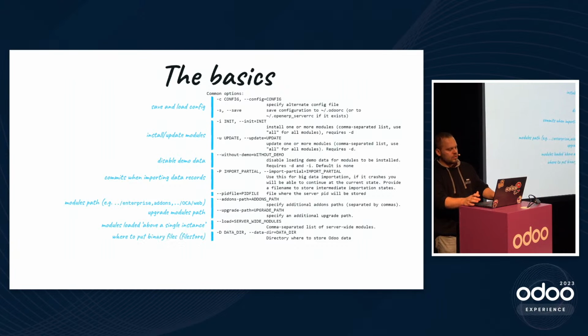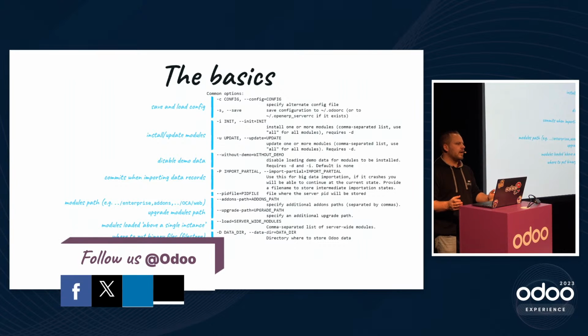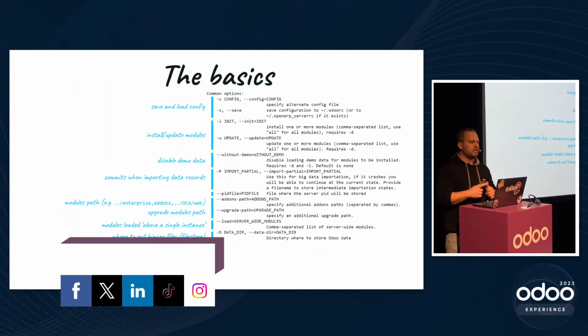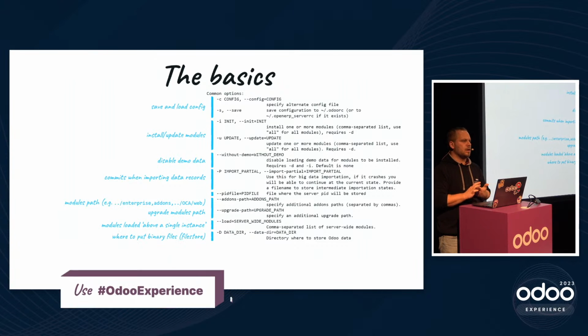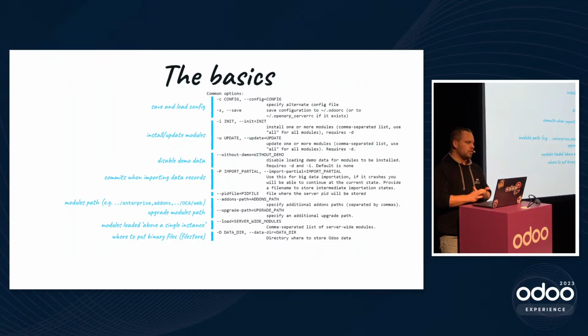And the data dir option, the last of the common options, is where you want to store all the binary files. Basically, all the mail attachments and all the documents that you upload to the database are stored in that directory, and the way we store them means that there is no duplicate. So even if you upload the same 50 megabyte binary file, a PDF or a video, into a mail message, we only save it once to the disk in that directory. So that's the basic commands.